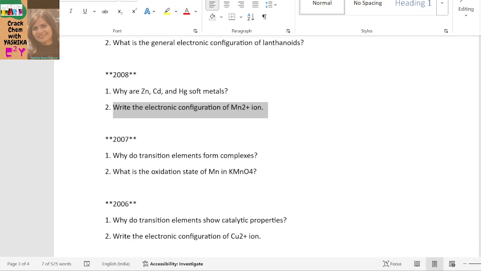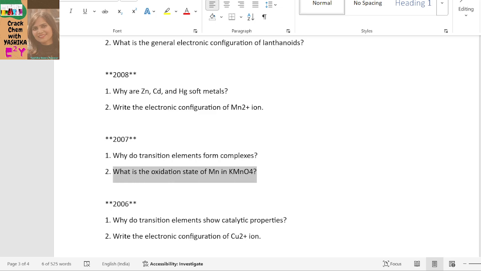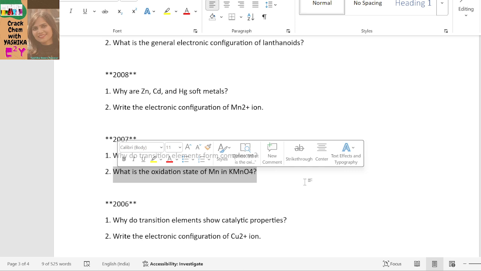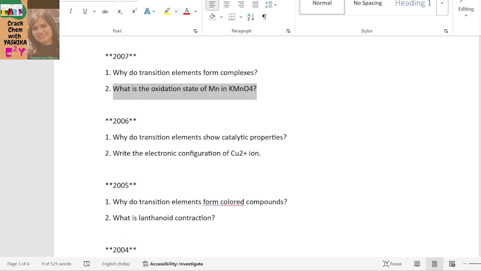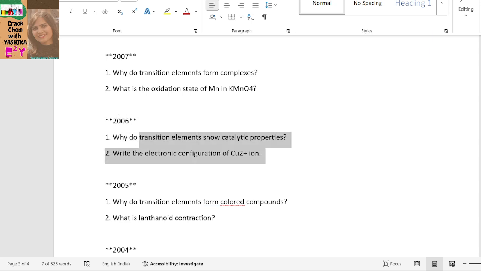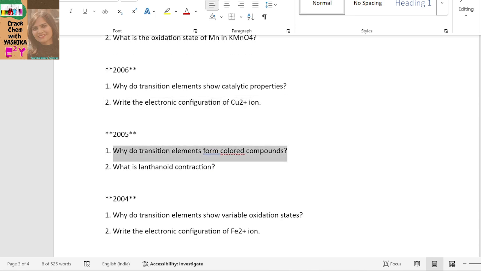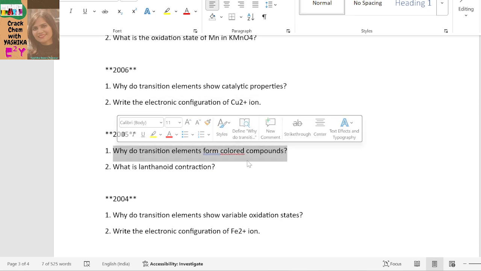Why do transition elements form complexes? What is the oxidation state of manganese in potassium permanganate? Why do transition elements show catalytic property? Write down the electronic configuration of Cu2 positive ions. Why do transition elements form colored compounds?